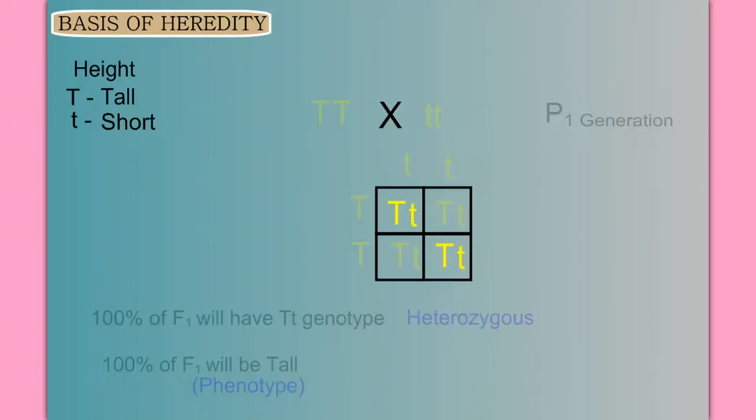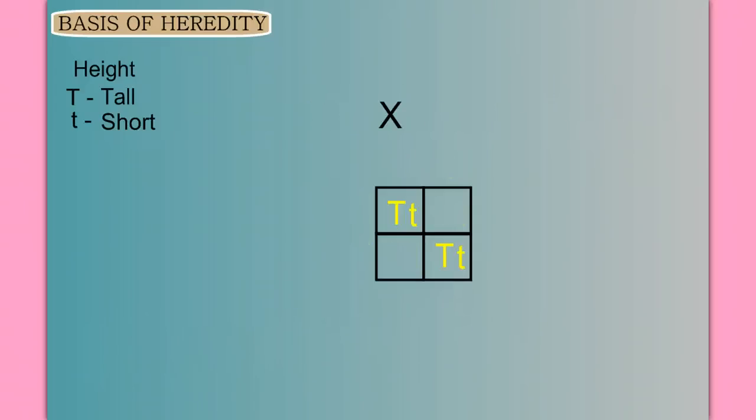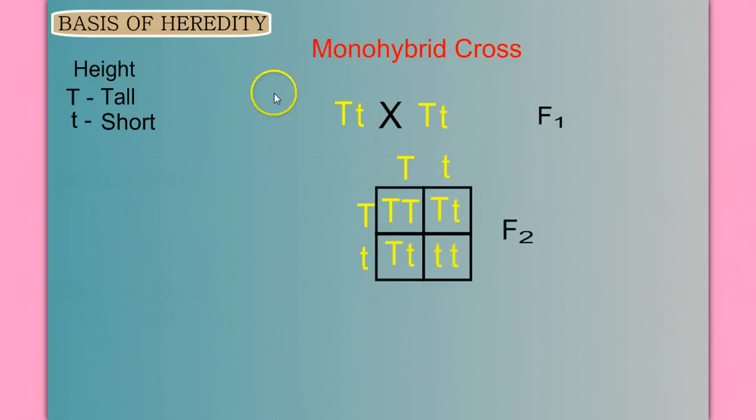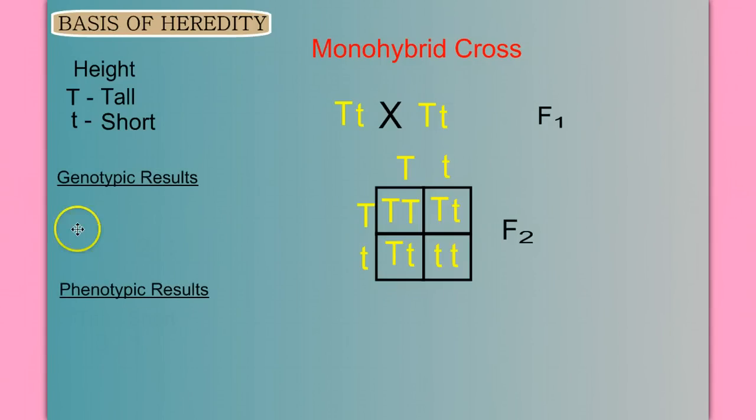On to our second generation cross. When we cross these two hybrids, let's see what we get. Using our Punnett square, we show how each parent can give half of its genetic material. These T's here, and these t's here. When we recombine the gametes, we should get these results for our F2 generation. This is a monohybrid cross. We need to give the results as genotypic results and phenotypic results.